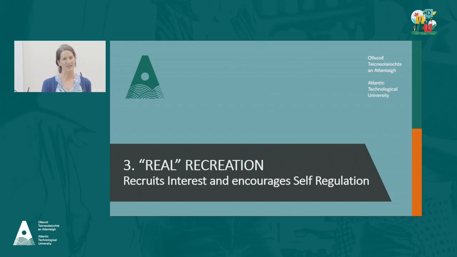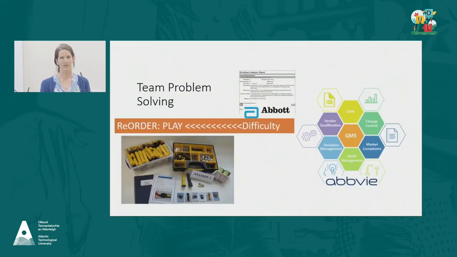And then the last strategy I used was around what I considered real recreation. So real in terms of authentic learning. I had previously developed some workshops around Harrington's authentic learning principles, but I wanted to introduce a little more play into this. The 3 workshops that were assessed were industry linked, the last 2, one with Abbott, one with AbbVie, and I reordered them so that they got progressively more difficult.